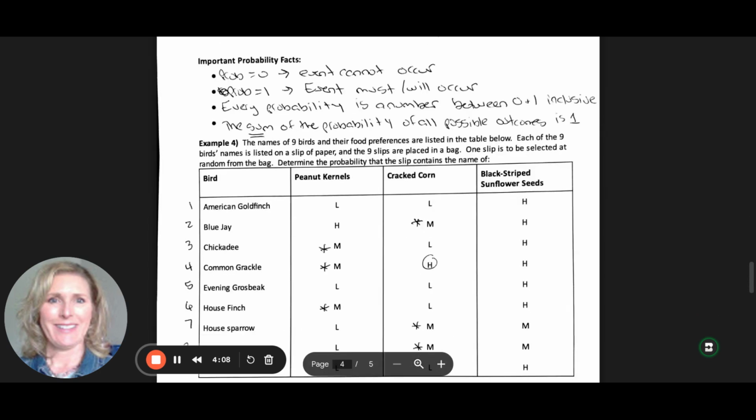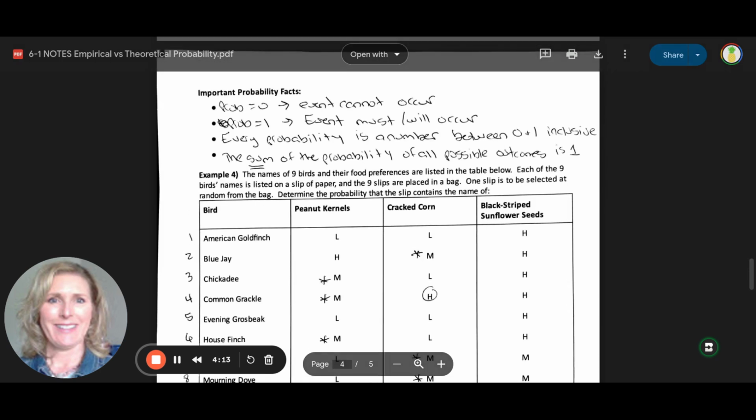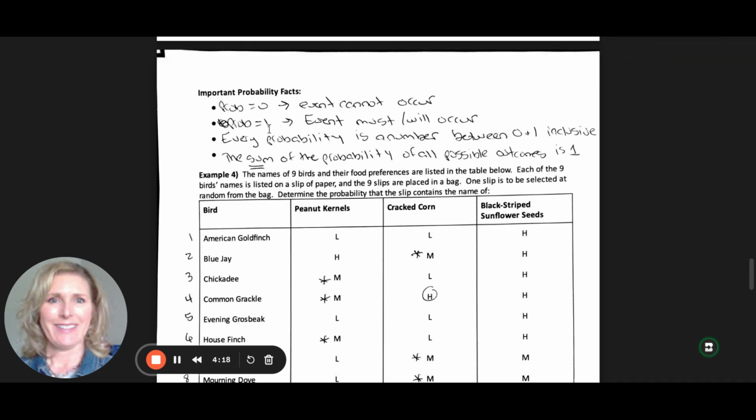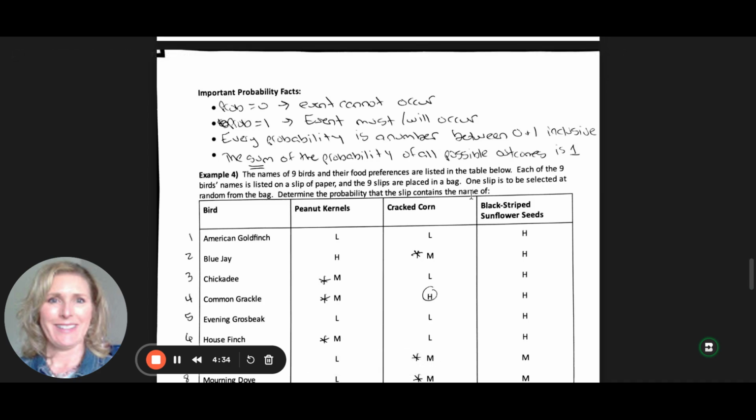So here are some probability facts. If you get a probability of 0, that means the event cannot occur. A probability of 1 means the event must or will occur. Every probability is a number between 0 and 1 inclusive, meaning it could include a 0 and it could include a 1. The sum of the probability of all possible events is 1. So think of flipping a coin. The probability of getting a heads is 1/2. The probability of getting a tails is also 1/2. And 1/2 plus 1/2 equals 1.